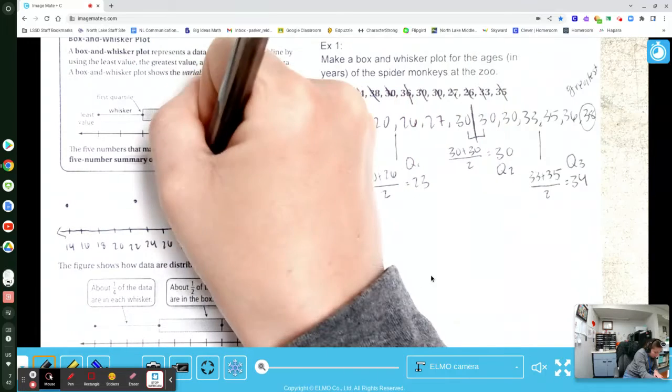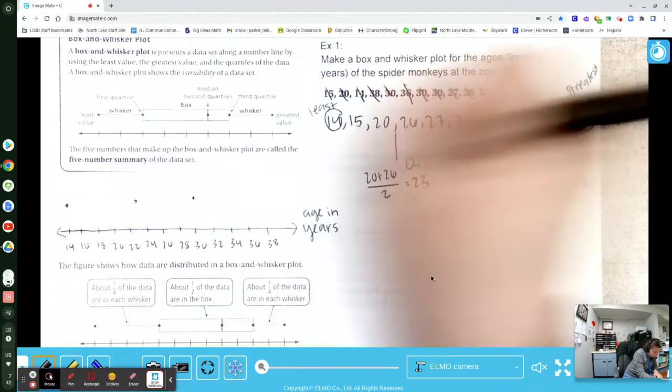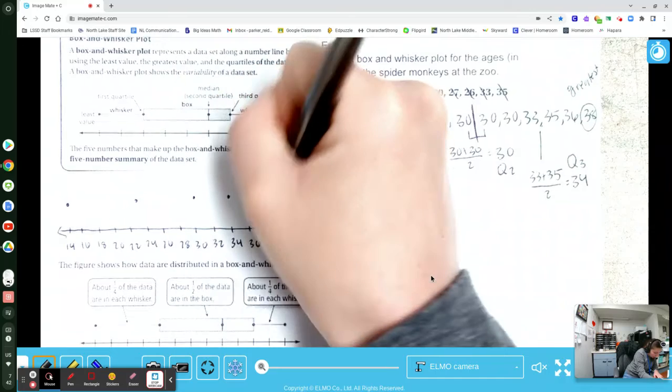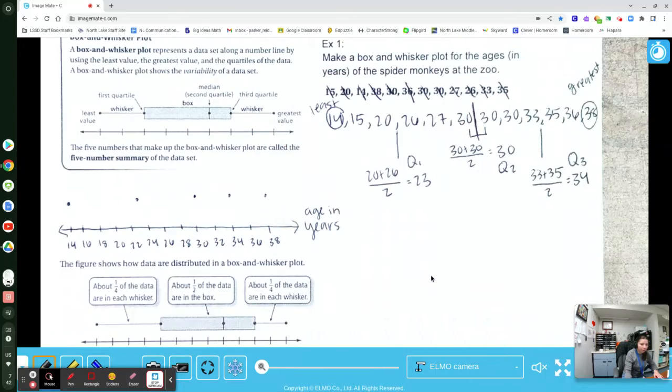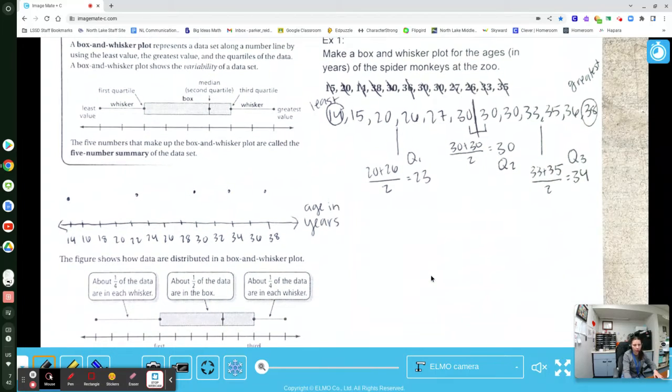Quartile 2, the median, is at 30. Quartile 3 is at 34, and the greatest is at 38. So I have all 5 numbers. Now where does the box go? Where do the whiskers go?